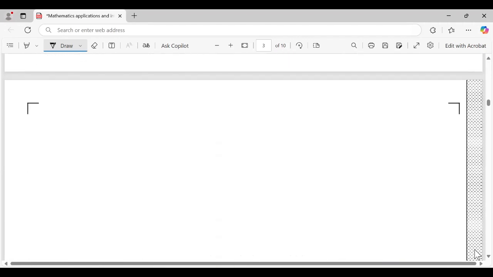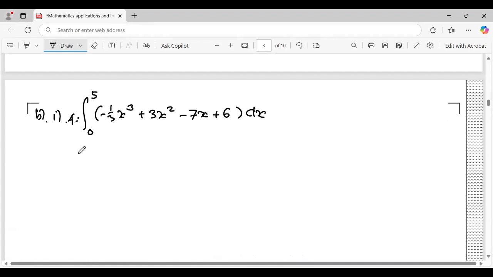Okay, so the definite integral, part 1: the area equals the integral from 0 to 5 of minus 1/3 x cubed plus 3x squared minus 7x plus 6 dx. This is the integral. And part 2, we're going to find the area. Calculate the definite integral.